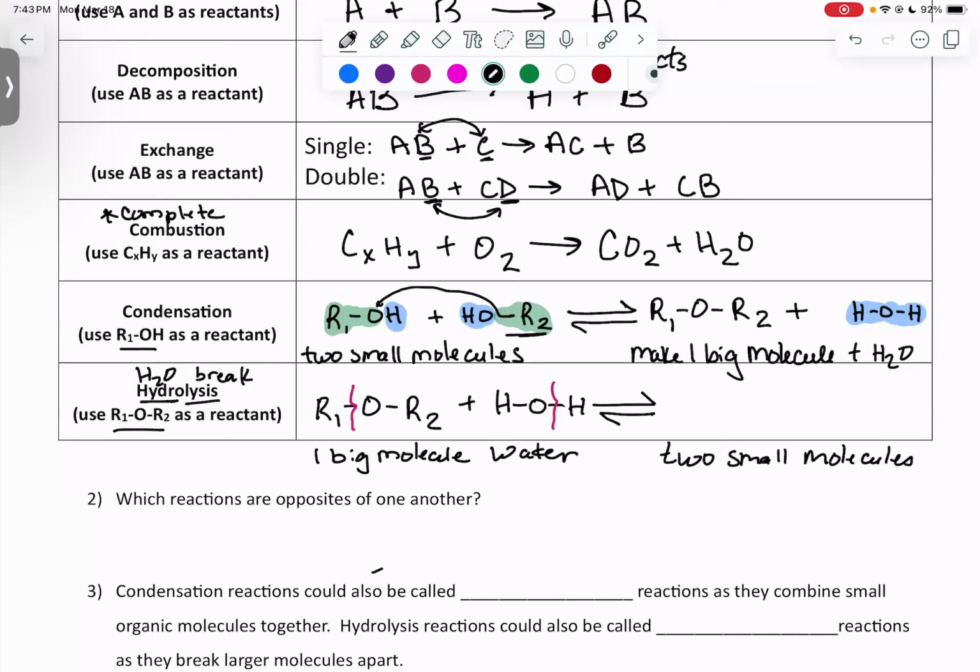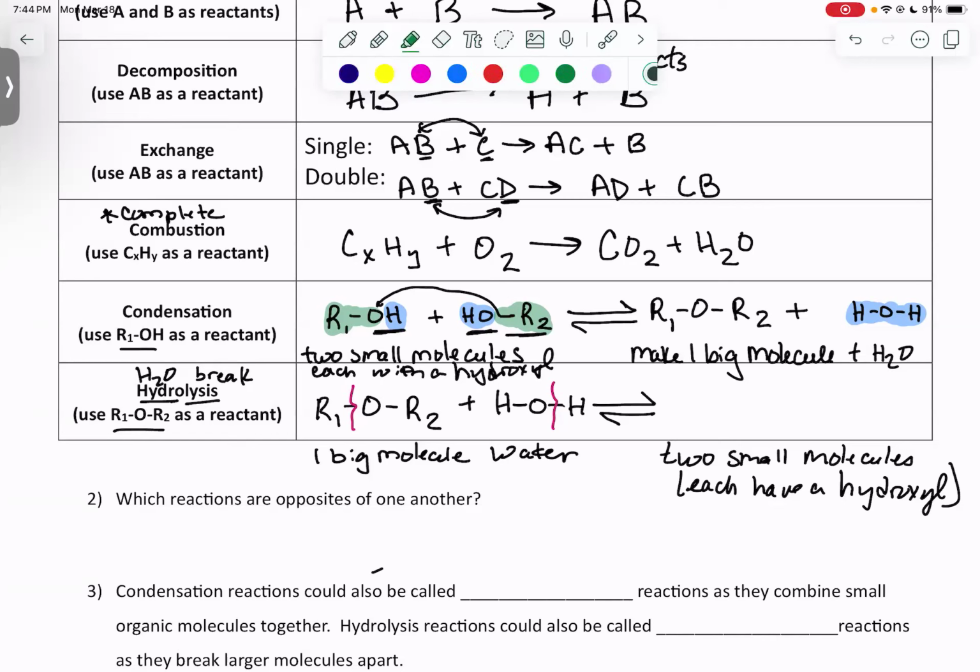And we could add a little thing here. Each will have a hydroxyl, just like in a condensation reaction. So I'm starting with two small molecules in my condensation reaction, and I notice that each of them has a hydroxyl. So each with a hydroxyl, right? Okay, so now I got to predict my products.